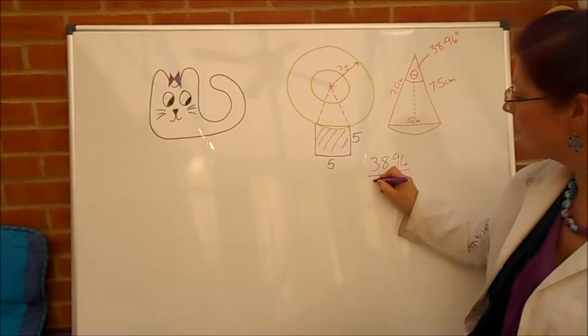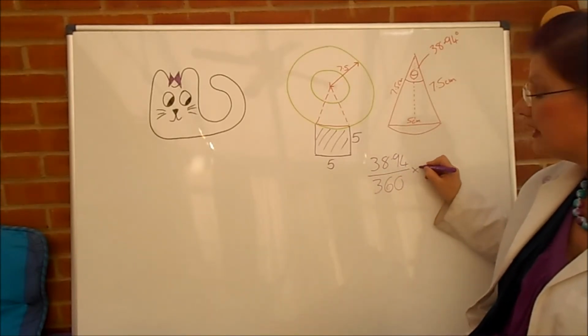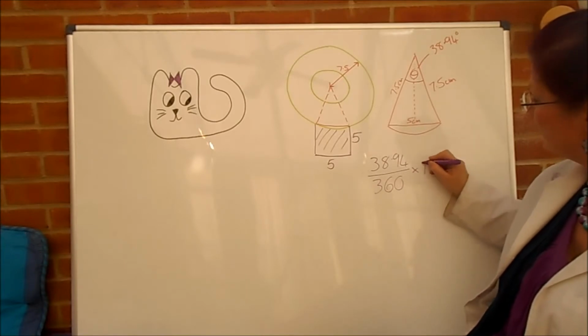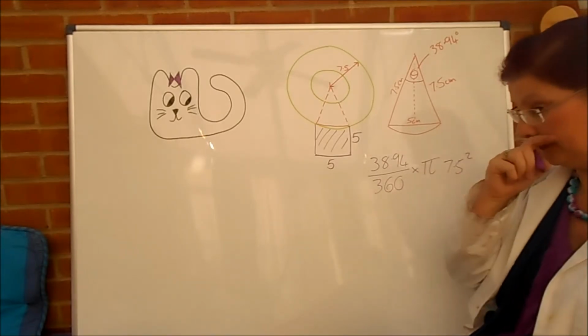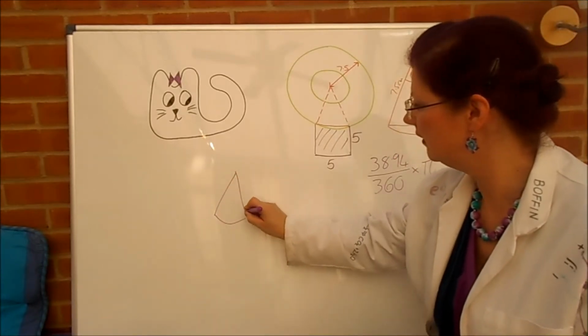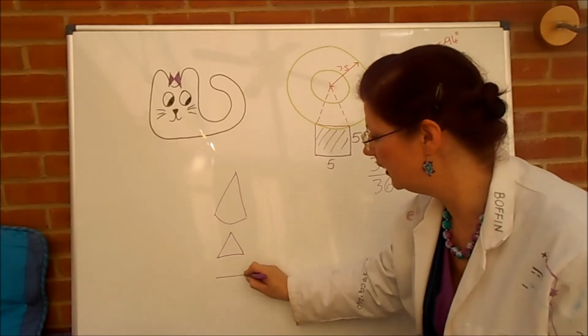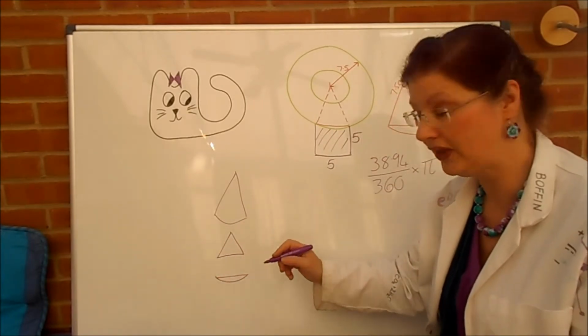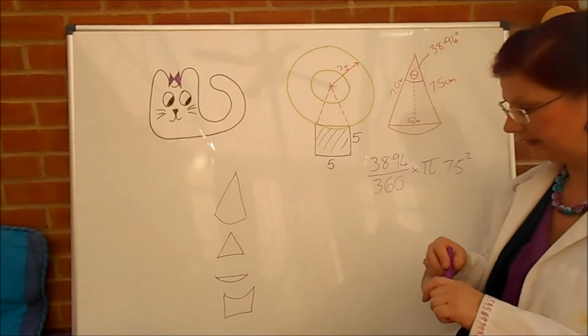Right, to calculate the area of the dairy cheese shape, we are going to do our angle, 38.94, out of 360, because that's what fraction of the circle we've got, times the area of the whole circle, which is pi times the radius 7.5 squared. Okay, so this is going to give us the area of the sector. Then we're going to do the area of the triangle. That'll give us the area of that little D shape, and finally we'll get the area of the stand.